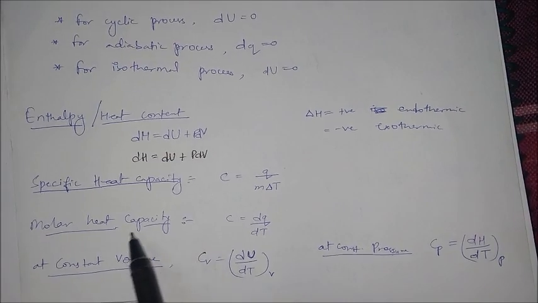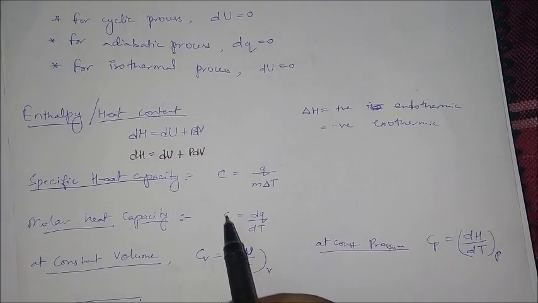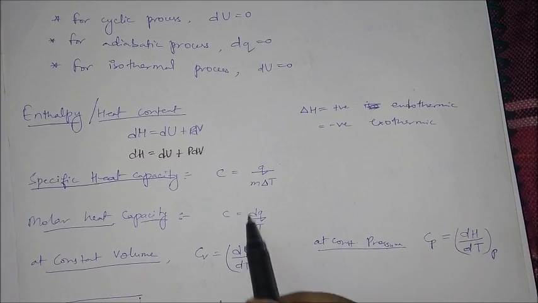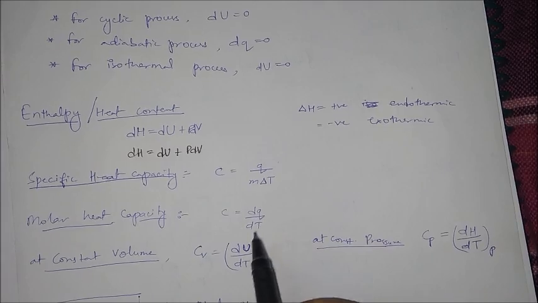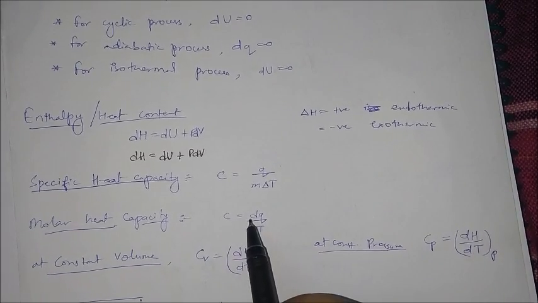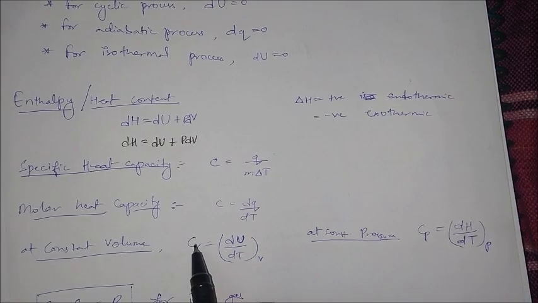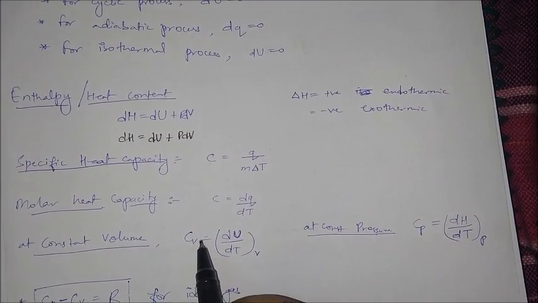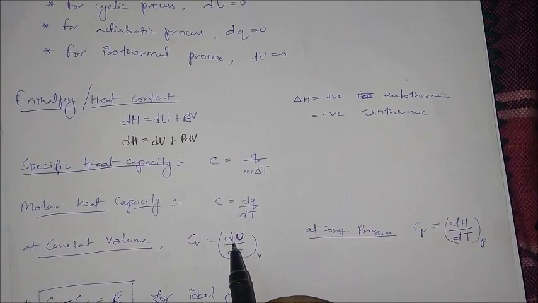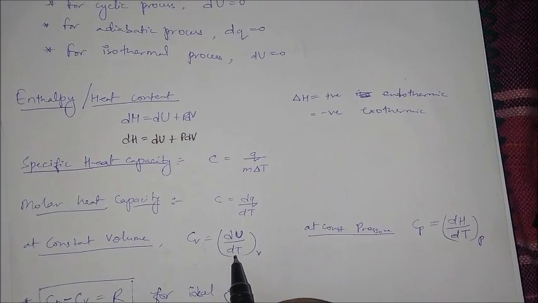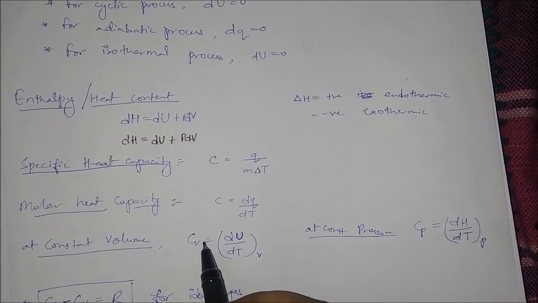Okay, so you can write it like, if you are expressing it in molar heat capacity, C is equal to dQ by dT. That will be for 1 mole. Molar heat capacity means heat capacity of 1 mole of gas, so that will be dQ by dT. Now at constant volume, heat capacity at constant volume is Cv, and that is equal to dU by dT. dU is change in internal energy at constant volume. So this V denotes that it is heat capacity at constant volume.